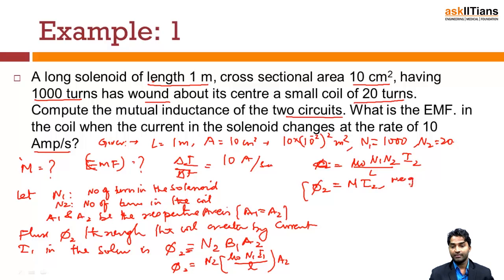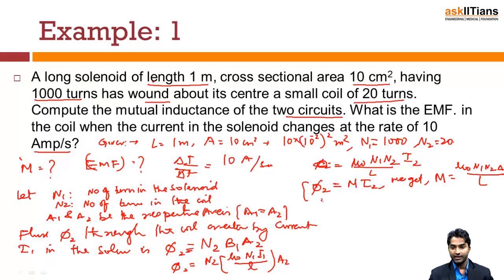So we get from this relation that mutual inductance M is equal to mu naught into N1 into N2 into area divided by length. So this mutual inductance depends on the number of turns of primary and secondary, and the area, as it is the same, and also the length of the solenoid is given. We need to find it, and as the values are given, we can easily substitute.